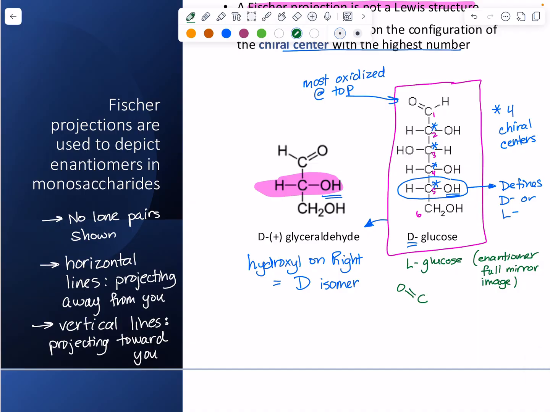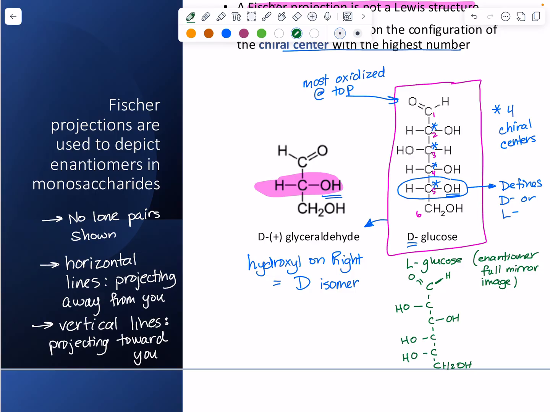So if I want to draw L-glucose, I have to fit 6 carbons in. Let's go 1, 2, 3, 4, 5. All right, so here's my CH2OH at the end. Here is my aldehyde group at the top. And now in D-glucose, the hydroxyl's on the right, so it's going to be on the left in L-glucose. At carbon 3, it's on the left in D, so it'll be on the right in L. And I'm going to reverse it on carbon 4 and on carbon 5.